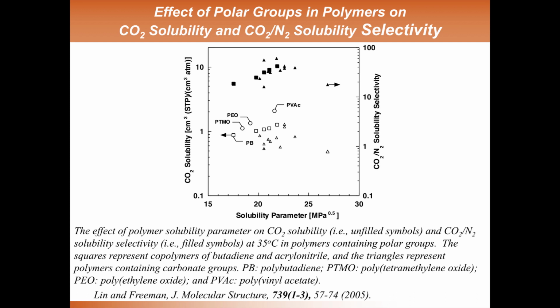So here is the similar plot for CO2 solubility in polymers. The data set is not as clear. This is an ether-containing material, polyethylene oxide. This is a polar material, polyvinyl acetate. And you can see, if you look carefully, that there is a similar maximum to the one that was shown for the liquids. Likewise for CO2 over N2 solubility selectivity.